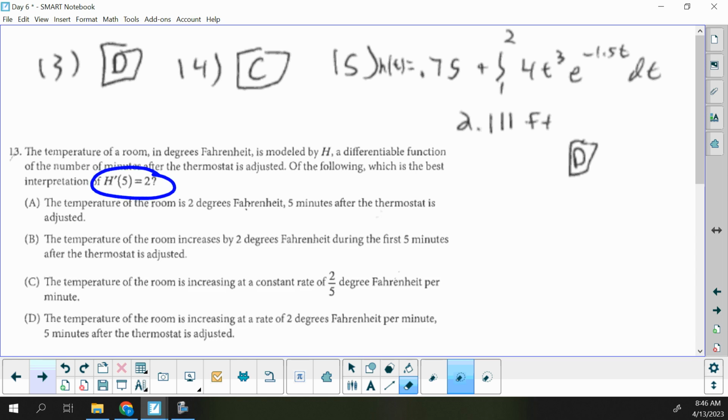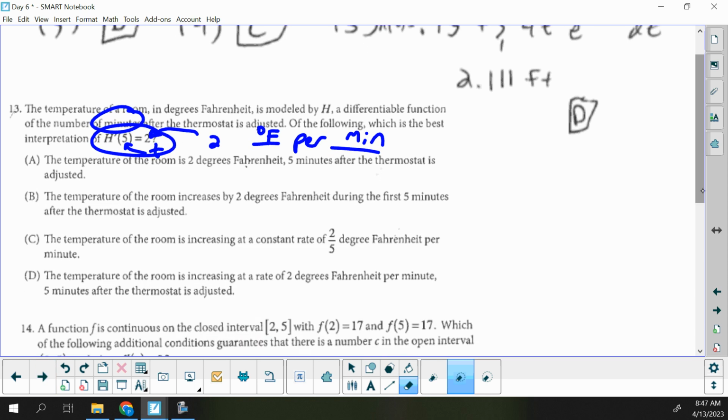What's the meaning of h prime of 5 equals 2? Well, h prime is a rate. The time is t, so we should have something about a time being 5. And the 2 is a rate, so we should have 2, and our units should be something per something, because it's a rate. Now, rates are always the y units per the x units. So it looks like our y units here are degrees Fahrenheit, and our x units is minutes. So we should have something about a change in 2 degrees Fahrenheit per some type of minutes.